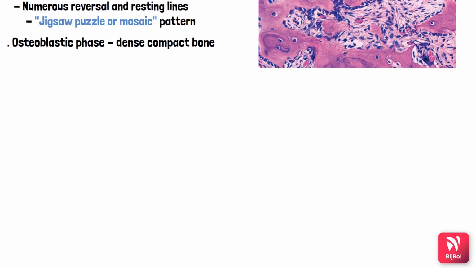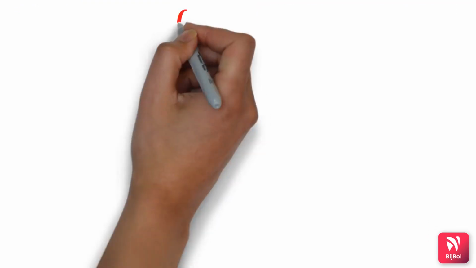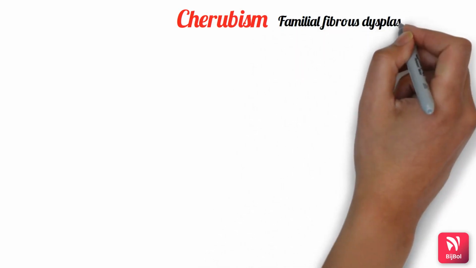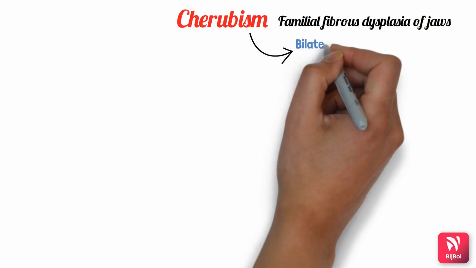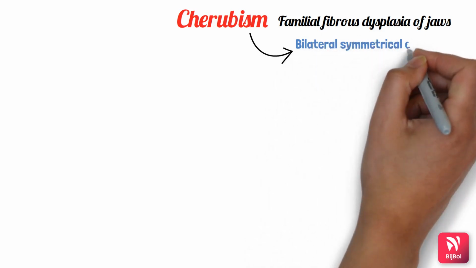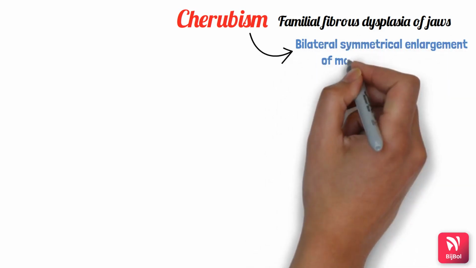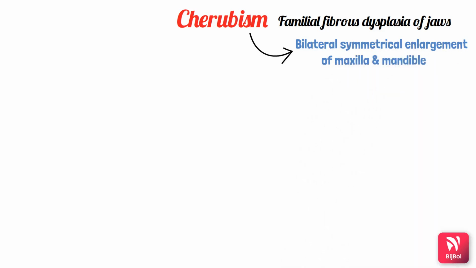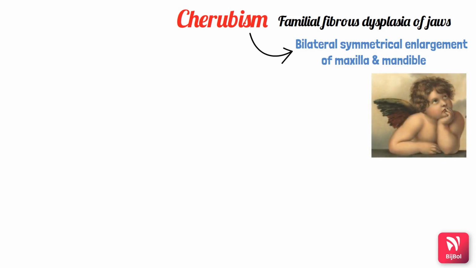Now let's see another important disease, that is cherubism. Cherubism is also called familial fibrous dysplasia of jaws, familial, okay. And here in cherubism, the main feature will be bilateral symmetrical enlargement of both the maxilla and mandible. Because of this, the child will appear to have a chubby appearance. This chubby appearance in Roman art is said to be that of cherubs.